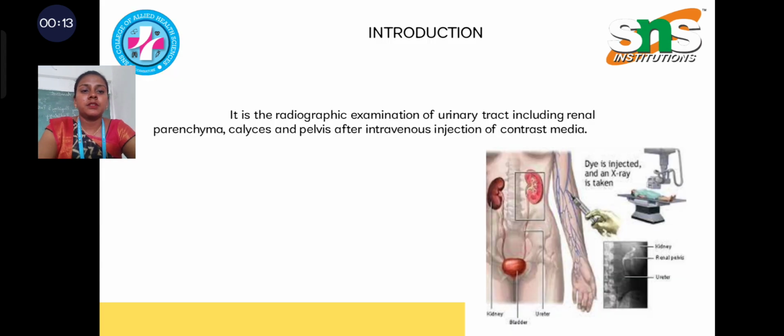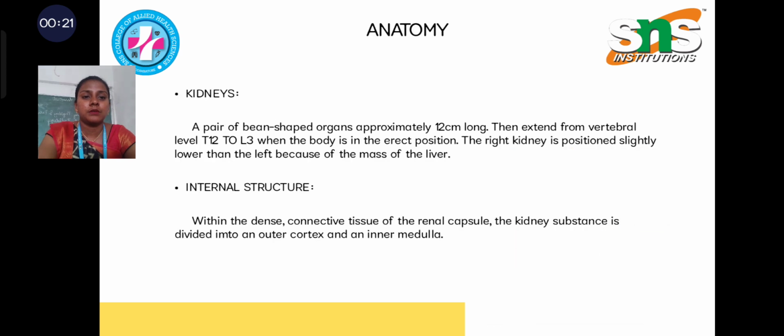Intravenous urogram is the radiographic examination of the urinary tract, including renal parenchyma, calyx and pelvis, after intravenous injection of contrast media. What are the anatomies included?